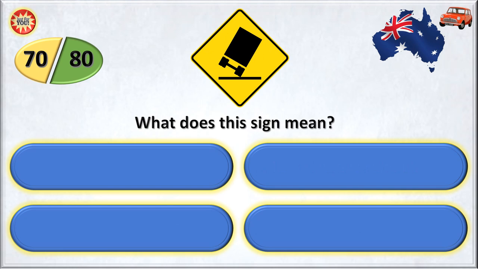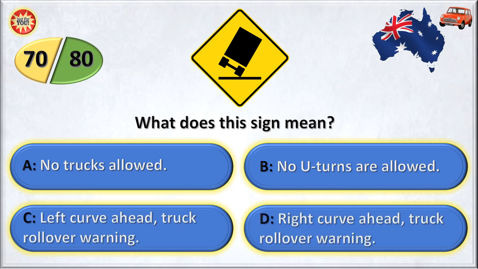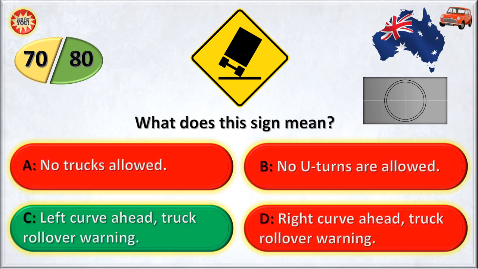What does this sign mean? No trucks allowed. No U-turns are allowed. Left curve ahead, truck rollover warning. Right curve ahead, truck rollover warning. Left curve ahead, truck rollover warning.